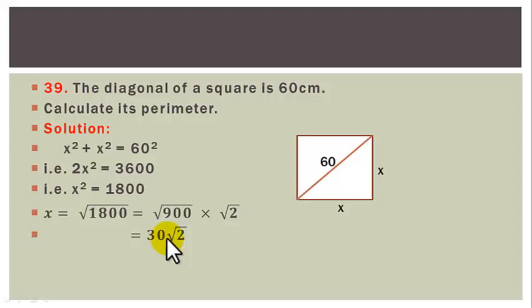The perimeter of a square is adding the distance round the square. It is x plus x plus x plus x. So the perimeter is equal to 4x. When you multiply 4 by 30 root 2, that will give us 120 root 2 cm.